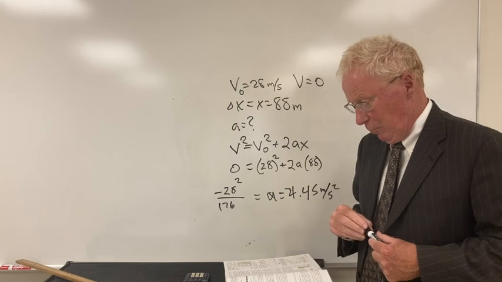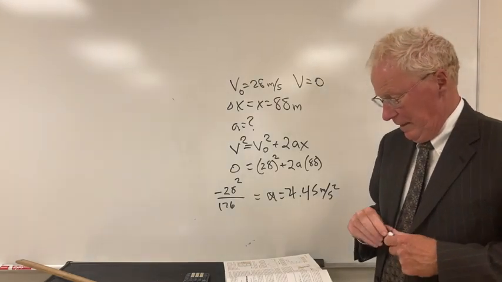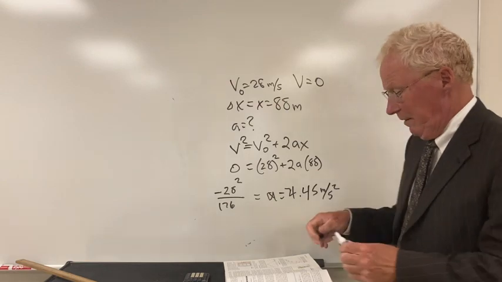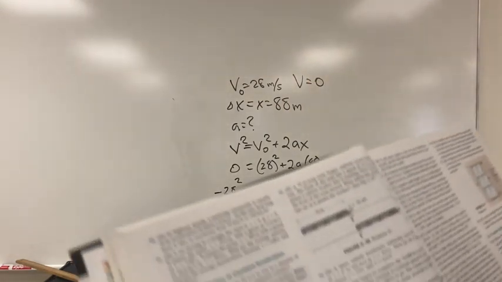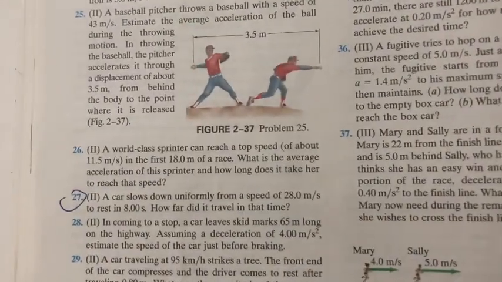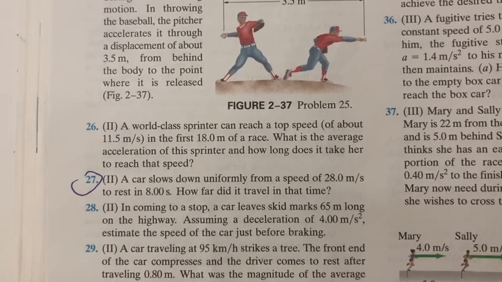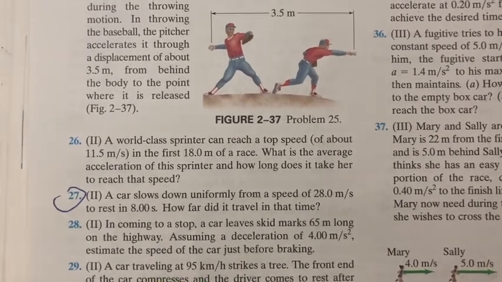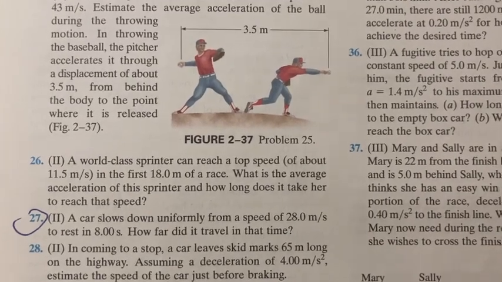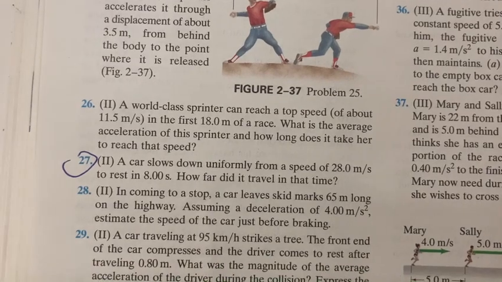All right, last problem that I'll do here is problem 27. I'll show you that. Okay, problem 27. A car slows down uniformly from a speed of 28 meters per second to rest in 8 seconds. How far did it travel in that time?